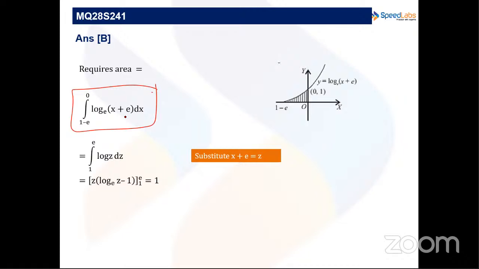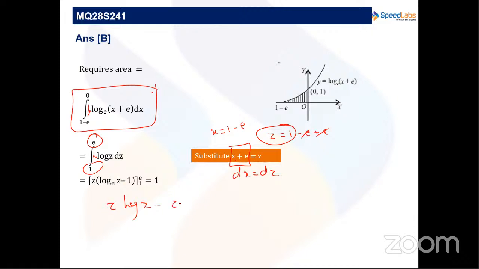So using this integration in here, you can either do the substitution or you can directly integrate it. If you are doing the substitution, that is x plus e equals z, then dx will be equal to dz, and the limits will be: when x is equal to 1 minus e, z will be equal to 1 minus e plus e, that is z equals 1, and when x is equal to 0, then z will be equal to e, and the product rule will be z log z minus z into 1 by z dz.